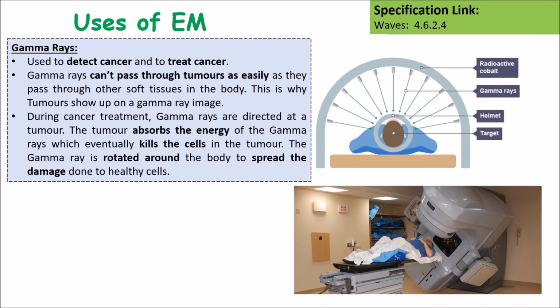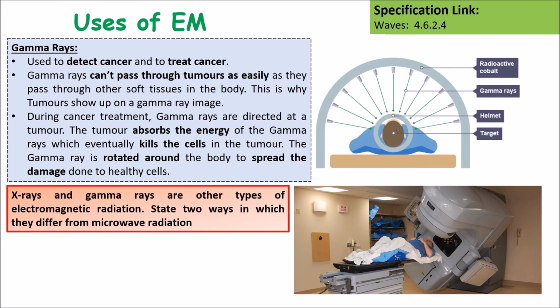And finally, gamma rays are used to detect cancer or to treat cancer. Gamma rays can't pass through tumours as easily as other soft tissues in the body, so this is why tumours show up on gamma ray images. During cancer treatment, gamma rays are directed at the tumour, so the tumour absorbs the energy from the gamma rays, which eventually kills the tumour cells.